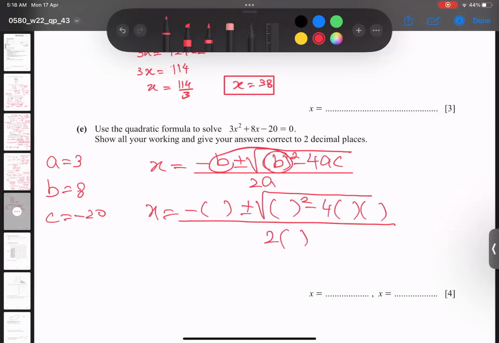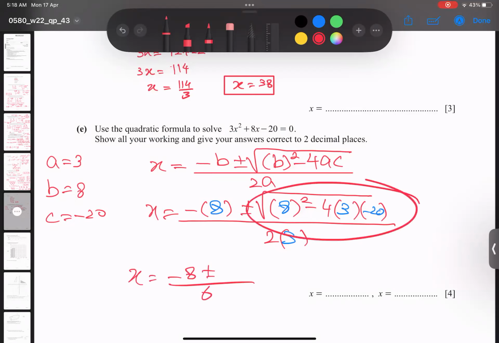Okay, there are two b's, students. b is 8, so 8 will go here and here. There are two a's, 3 comes in the top bracket and down, and c is negative 20 will go in this bracket. Now, as a teacher, I suggest you type negative 8 with root or without root, no problem. Okay, I'm typing without. 64 plus 4 times 3 is 12, and into 20, I get 304 in the root. Look, I type without root, so I'm typing directly inside.